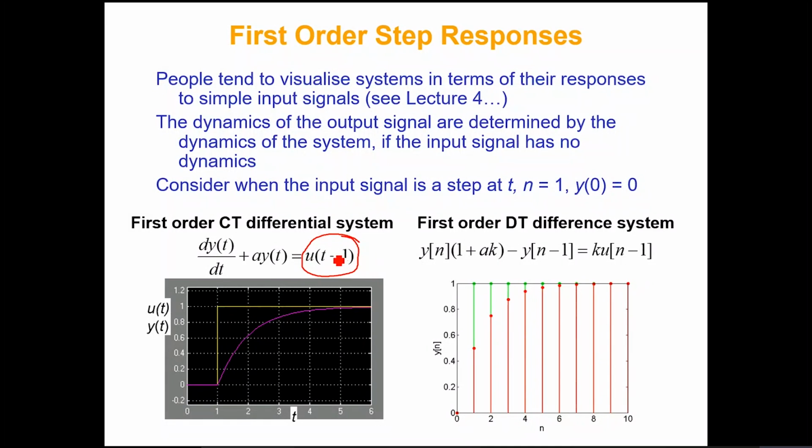This is a signal which is shifted by 1 unit. You can see here that this starts from 1 instead of starting from 0. So this is u of t minus 1. This was the input given, and for this type of system, for different values of a, you would see that the output, y of t, would become something like that.